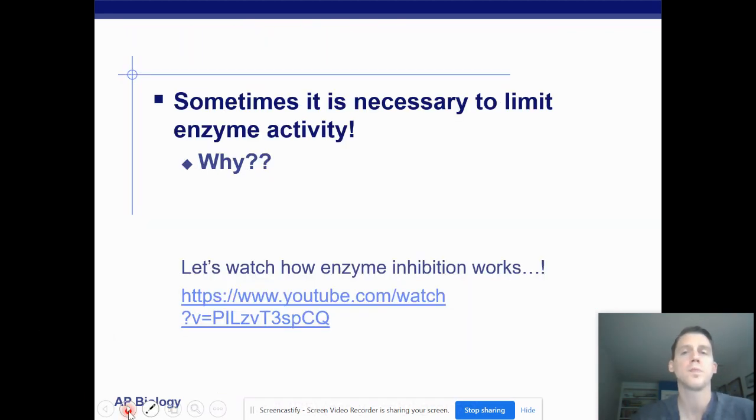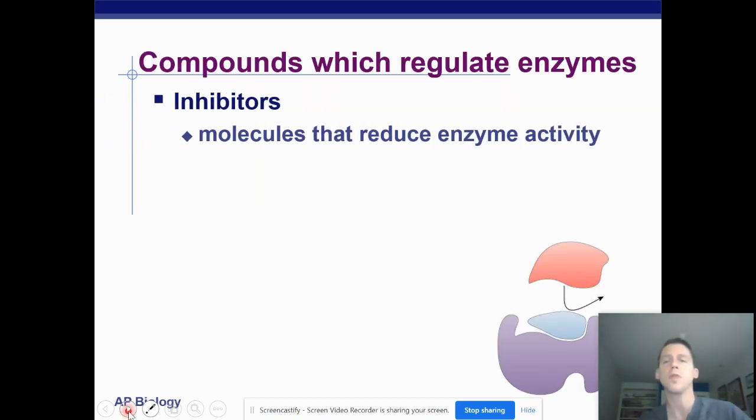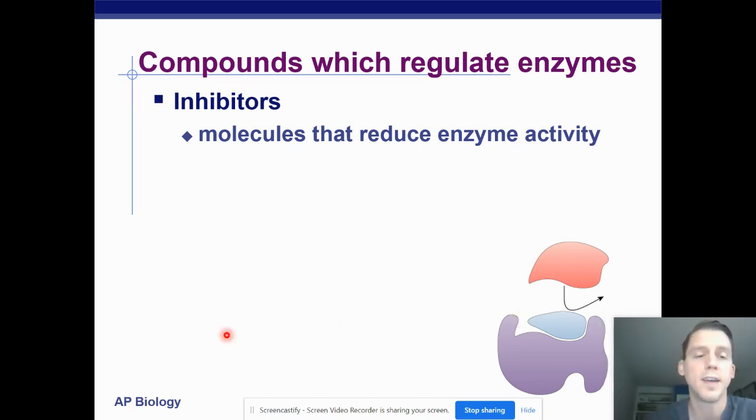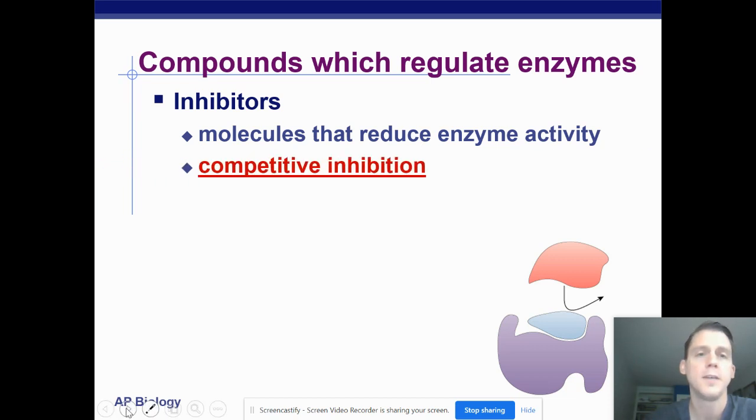Okay, so sometimes it is necessary to limit. We talked about things that activate an enzyme. What about things that limit enzymes? There are things called inhibitors, and inhibitors are going to reduce the activity of enzymes. Sometimes that's important, right? Sometimes we want enzymes to stop working. In order to maintain homeostasis, we need enzymes to work when necessary. It also means we need to stop enzymes from working too much, right? We don't want all of them to go all the time.